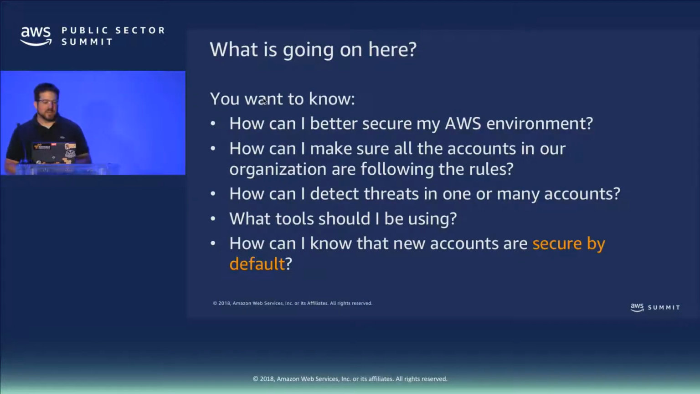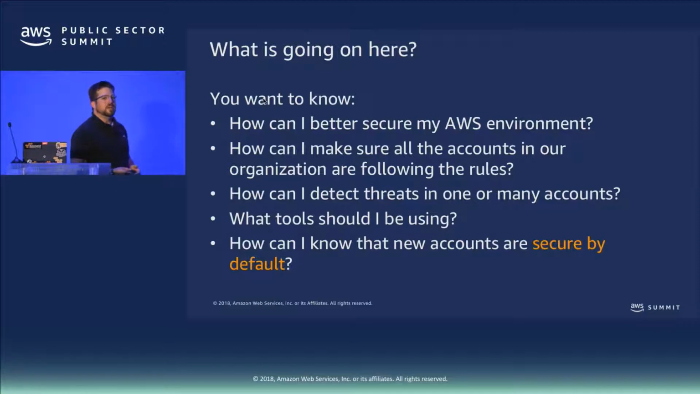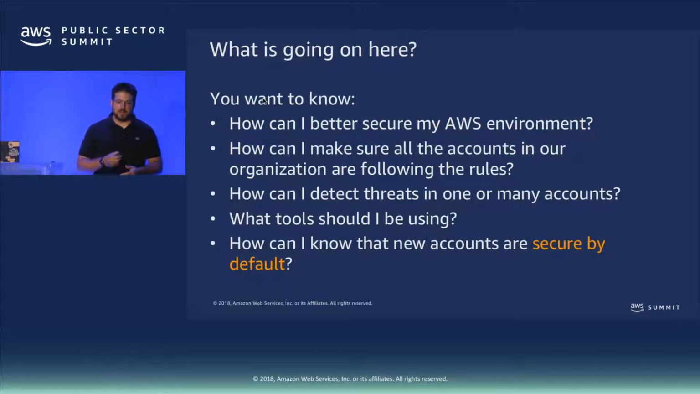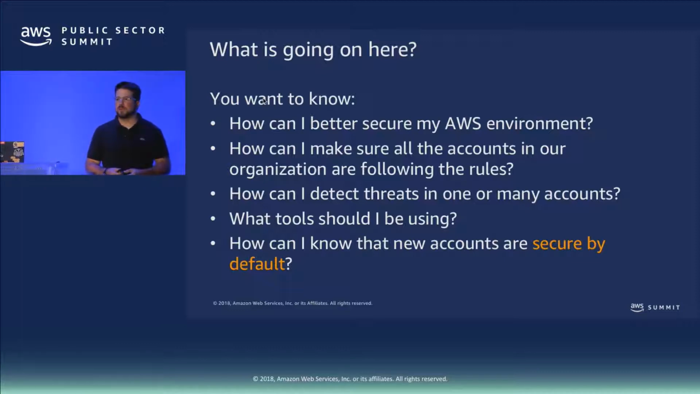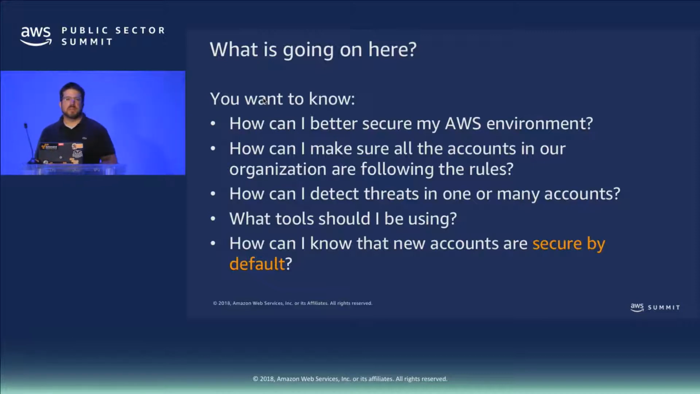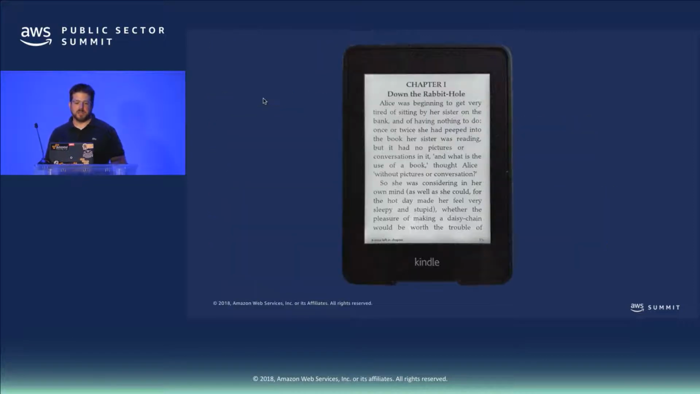So what we're going to go on through this talk, hopefully why you're here is you want to know how to better secure your AWS environment, how you can make sure all the accounts that are in your environment follow the rules and that they're complying with the governance policies that you lay out for your organization. You want to be able to detect threats in one or many accounts inside of your environment. And you're trying to figure out what tools should I be using? What are the best practices from both an AWS perspective as well as what's out there in the community? And how can I make sure that as we go and start to create new accounts in our organization, how can I make sure that they're secure by default?